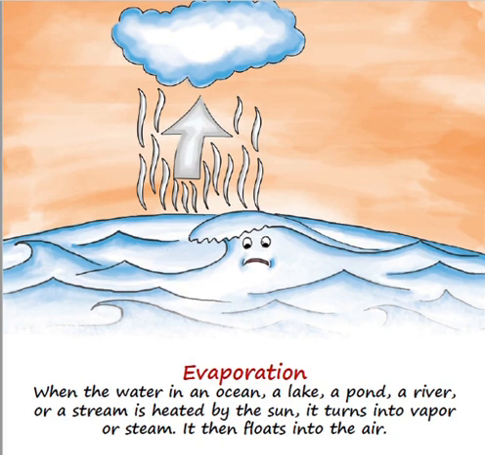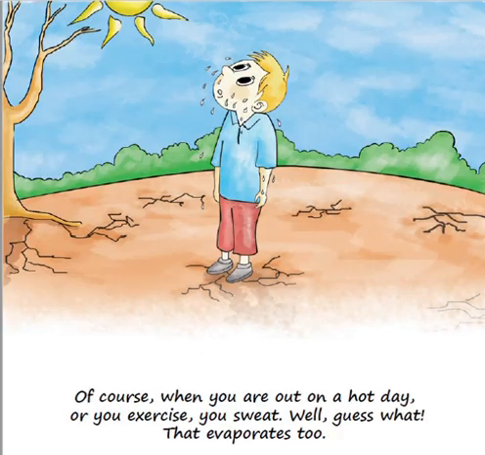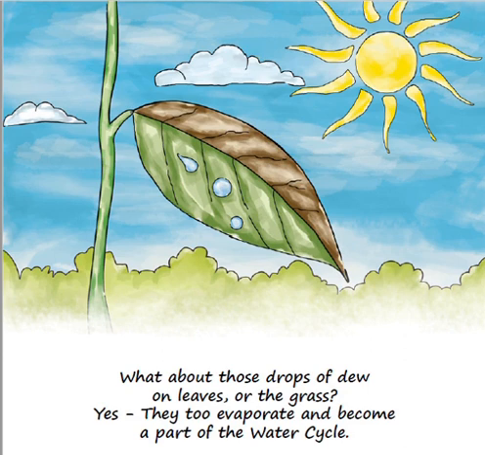Let's talk about evaporation. When the water in an ocean, a lake, a pond, a river, or a stream is heated by the sun, it turns into vapor or steam. It then floats into the air. Of course, when you're out on a hot day or you exercise, you sweat. Well, guess what? That evaporates too. What about those drops of dew on leaves or the grass? Yes, they do evaporate and become a part of the water cycle.